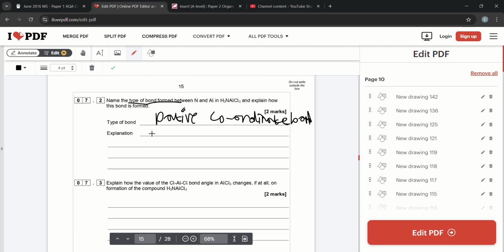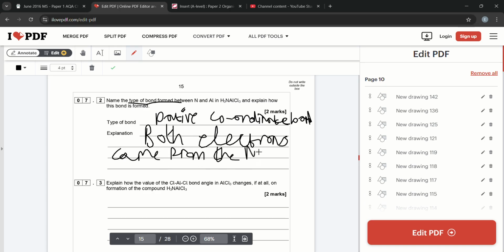Why? Because both electrons, or the shared pair of electrons, both electrons came from the nitrogen in NH3. So came from the nitrogen from NH3. I just put NH3 in brackets.